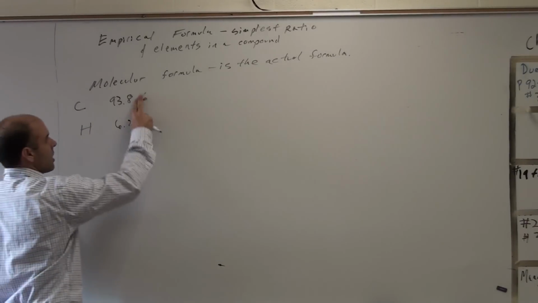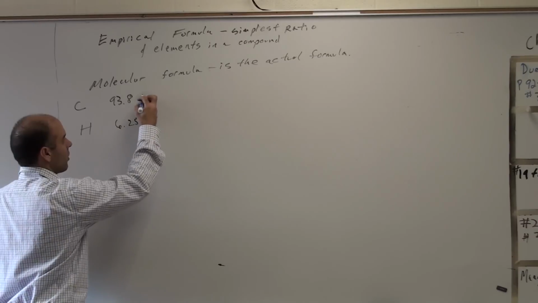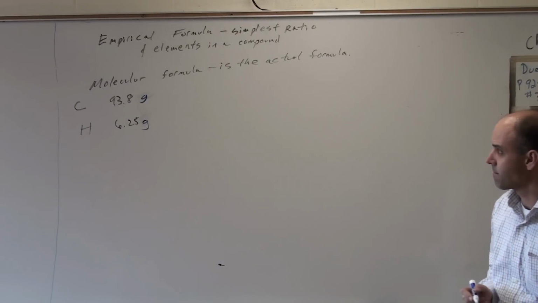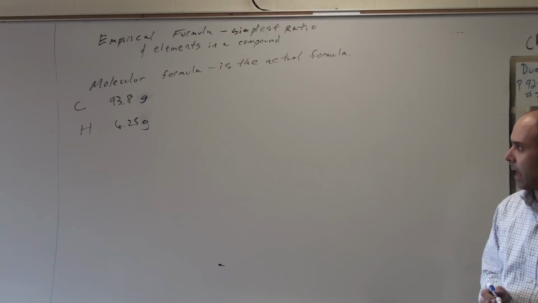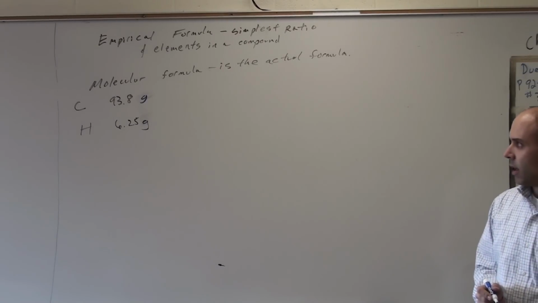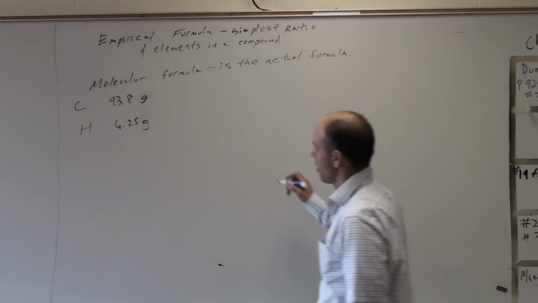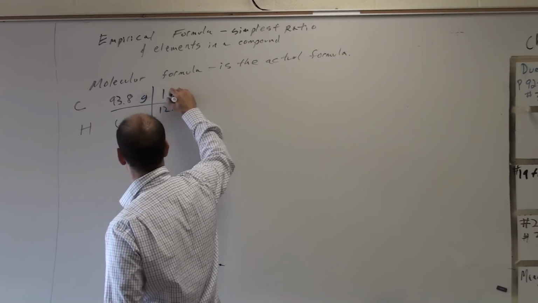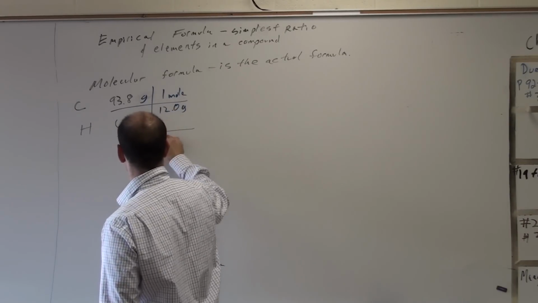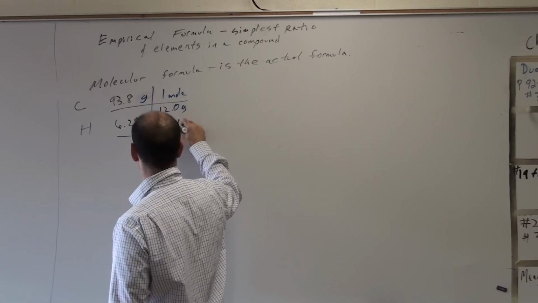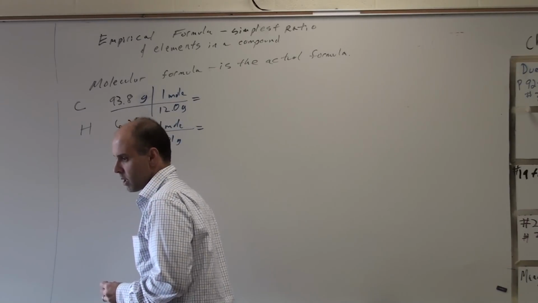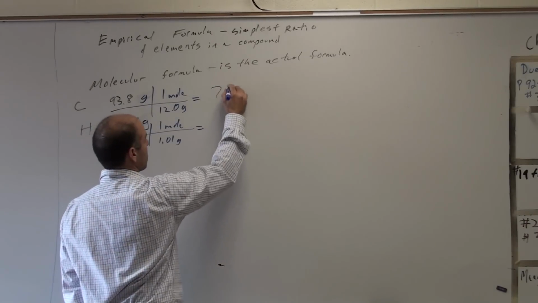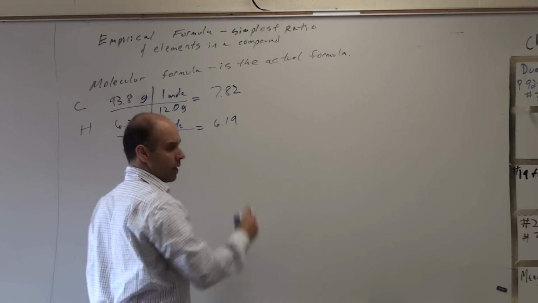So, I take my percentages and I convert them to grams. And then you divide each by their molar masses. Carbon is 12, hydrogen is 1.01, and this will give us a molar ratio, which comes out to be 7.82 and 6.19.